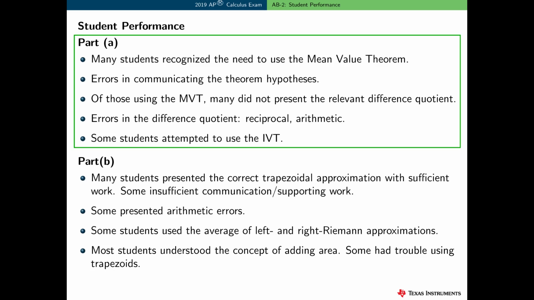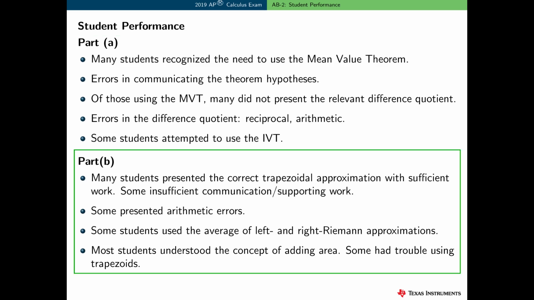And some students attempted to use the intermediate value theorem for justification. This is not a valid approach in this problem. In Part B, many students presented a correct trapezoidal approximation with sufficient work. However, there were some responses that lacked supporting work or with poor communication. And unfortunately, there were some arithmetic errors here also.